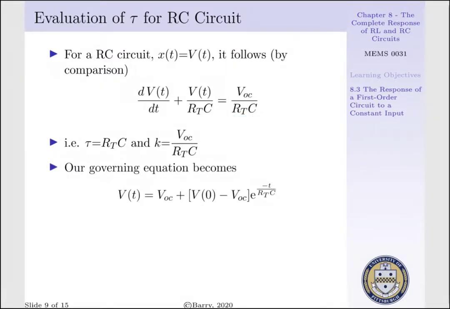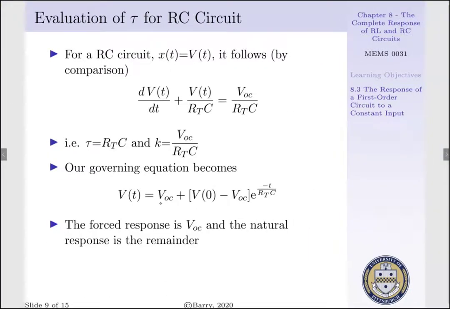Thus, our governing equation for our particular RC circuit described is given as v of t is equal to V_OC plus a quantity v of 0 minus V_OC, e to minus t per R_TH C. Where in this particular configuration, our forced response is our open circuit voltage. That is, as time tends to infinity, our natural response would tend to 0.